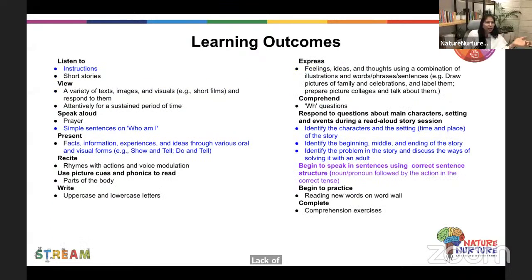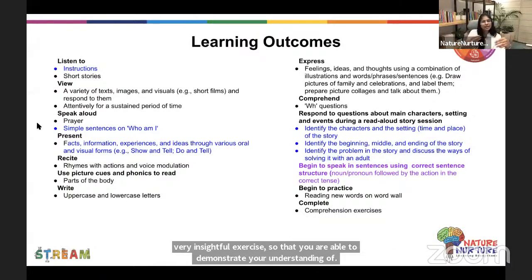So we move ahead. Now look at the learning outcome. Begin to speak in sentences using correct sentence structure, noun, pronoun, followed by the action in the correct tense. Because as a practitioner, sometimes you are also confused. What do we mean by correct sentence structure for NNLP 4 or for grade 1? So we're going to engage you in a very insightful exercise so that you are able to demonstrate your understanding of these aspects so that you can scaffold your learners well. Can we move ahead?